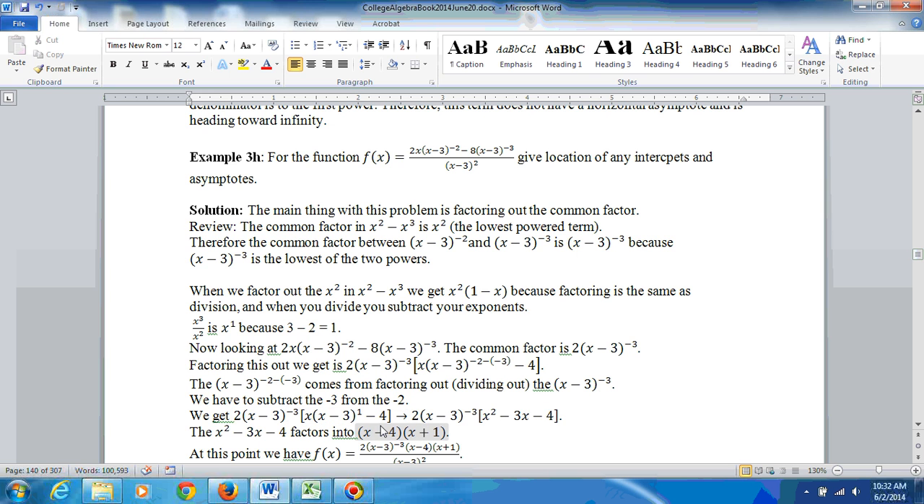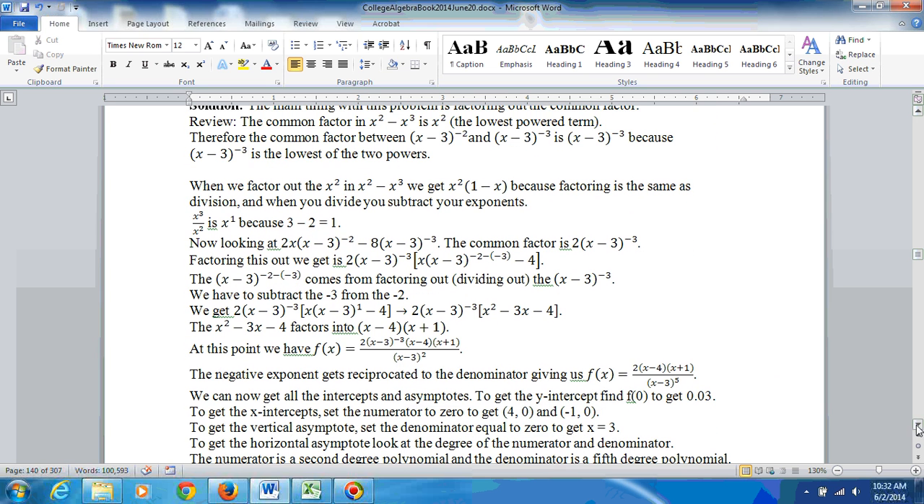And so here now, simplifying the inside of this, x times x minus 3 is x squared minus 3x minus 4. And then that factors into x minus 4 times x plus 1. So you end up with this right now. This is what we factored out. This is what we have remaining. Now the x minus 3 to the negative third gets reciprocated down to the bottom, giving you x minus 3 to the fifth. Typical question that you're asked with a problem like this is, what power will the x minus 3 be to on the bottom?